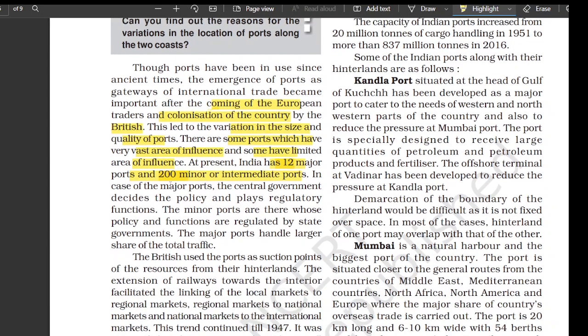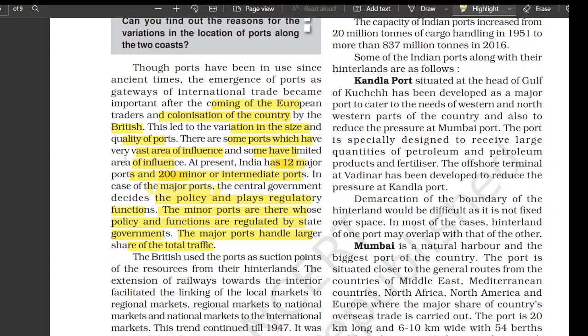In case of major ports, the central government decides the policy and plays regulatory functions. The minor ports are those whose policy and functions are regulated by state governments. The major ports handle a larger share of total traffic.